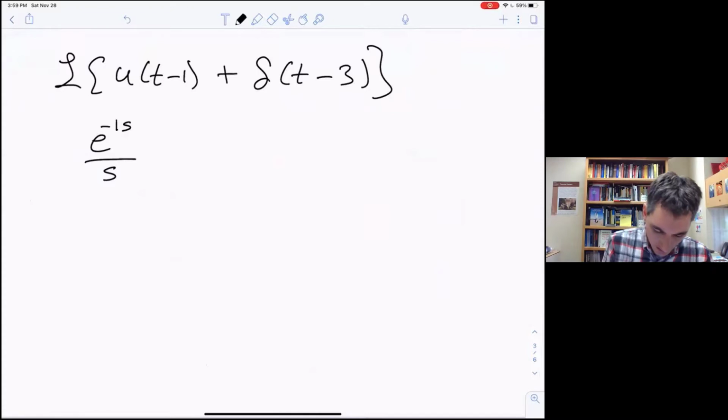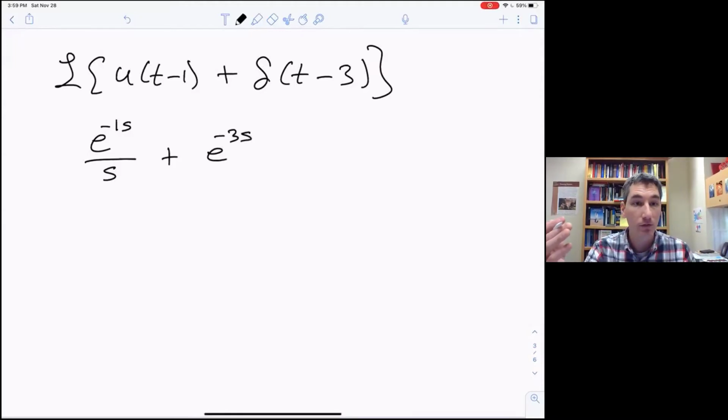And then δ(t-3), that's just going to be e to the minus 3s, basically, right? Because it's at t equals 3. And then for the unit step function, it's happening at 1. So you get e to the minus 1s divided by s from the Laplace transform of that.